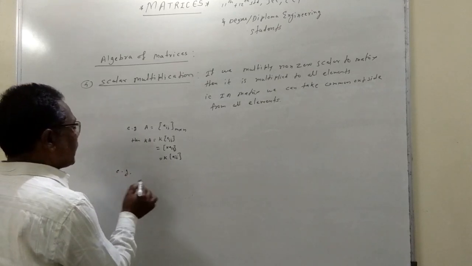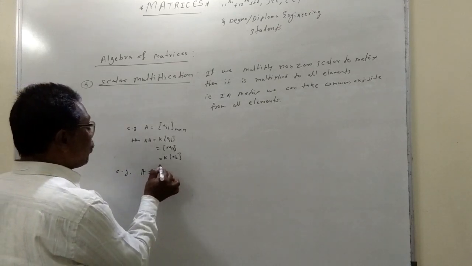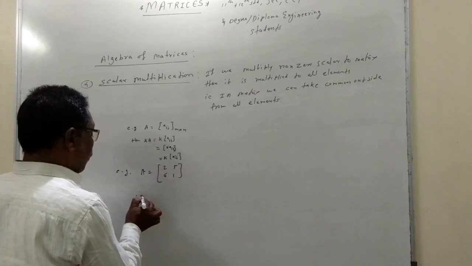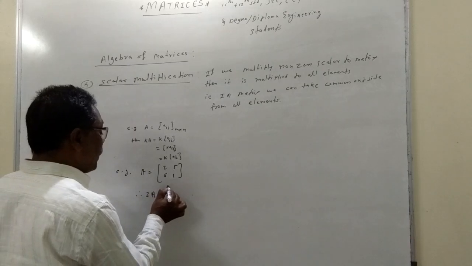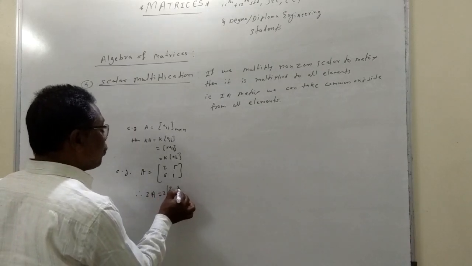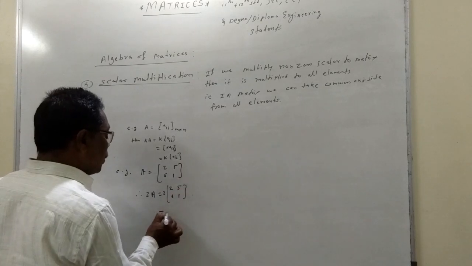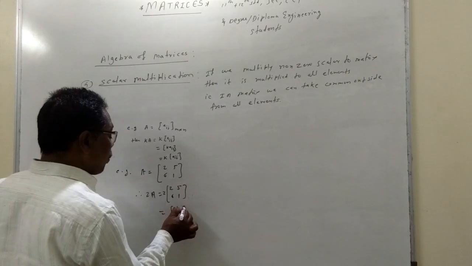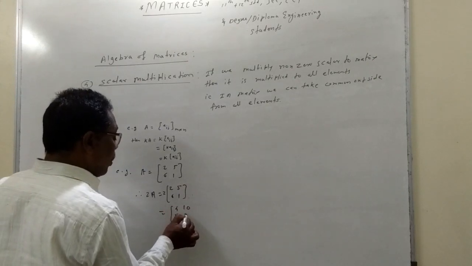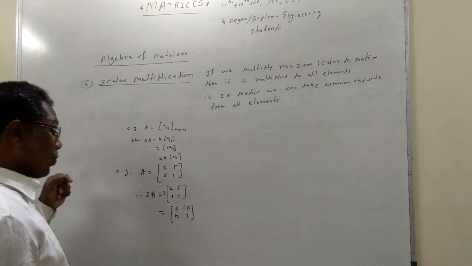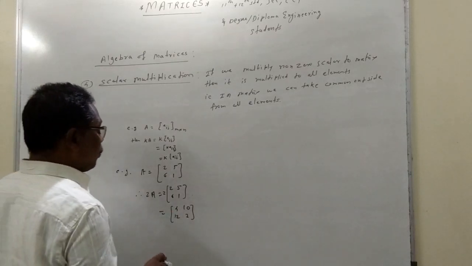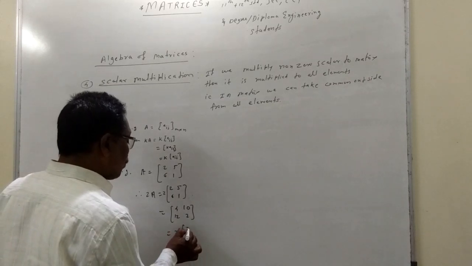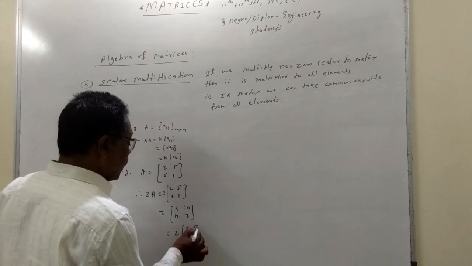So suppose we consider an example. A is equal to the matrix 2, 5, 6, 1. If you want to find the matrix 2A, then 2A is equal to 2 into the matrix 2, 5, 6, 1. That is equal to the matrix where 2 is multiplied to each and every element: 4, 10, 12, 2. Or we can take the 2 common outside from all the elements and write 2 times the matrix 2, 5, 6, 1.